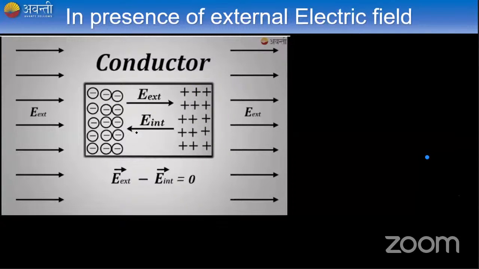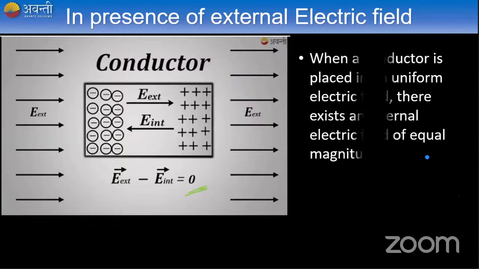And what happened? It created an internal electric field. There was a creation of internal electric field inside the conductor. Then the net electric field inside the conductor was zero, right? I hope you guys remember this. So the magnitude of electric field would be zero inside a conductor when it's kept in a uniform electric field.